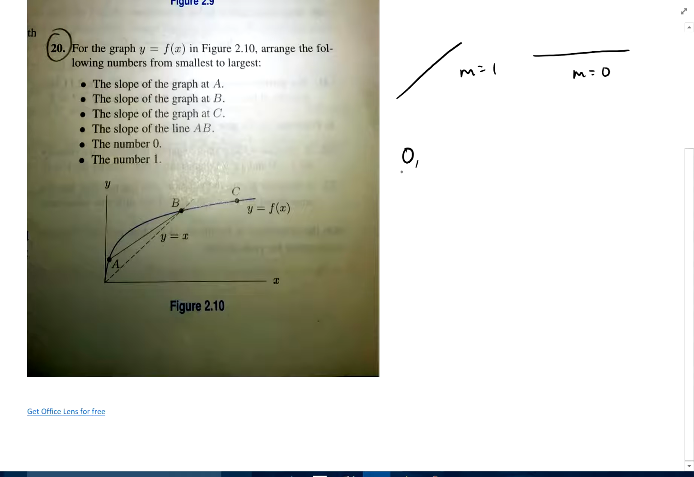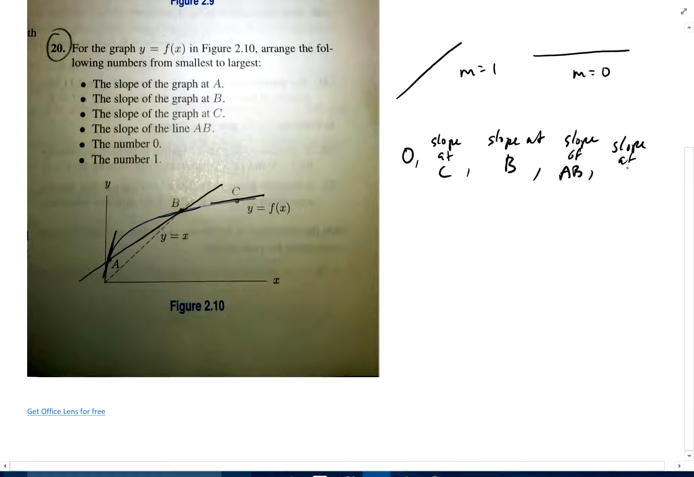Then we've got the slope at C. Okay, so I'm going to say slope at C, and then a little steeper, slope at B. And then we've got the slope at A is this steep, but then we got the slope of AB is right in between. So slope of secant AB, and then we got the slope at A.